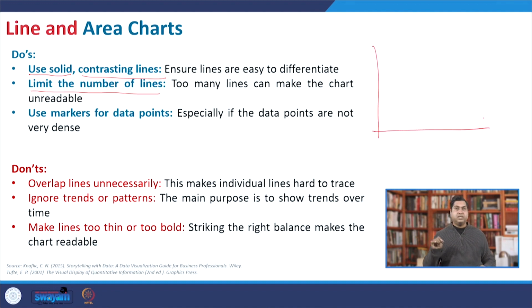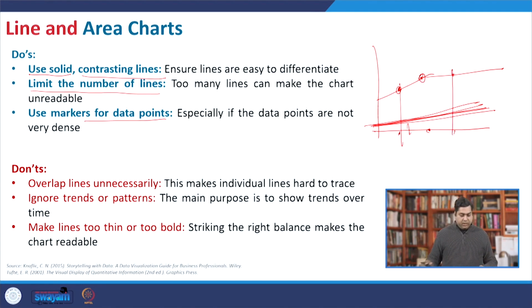If there is no such kind of variation available for certain data types, then you can find that all lines are very nearby, so it is very tough. In that case, probably you go for a table. Use markers for data points. If required, you can also use the marker. Markers are nothing but those kinds of points corresponding to the y axis. So, you can use those points for better readability.